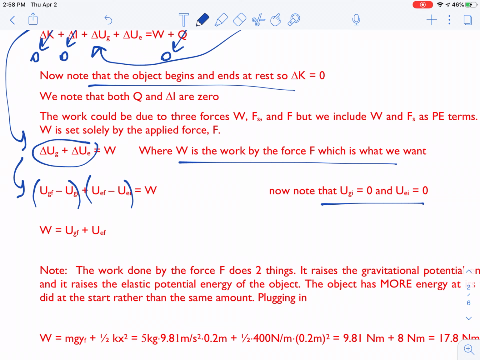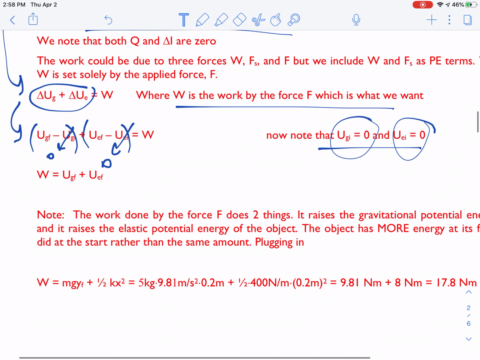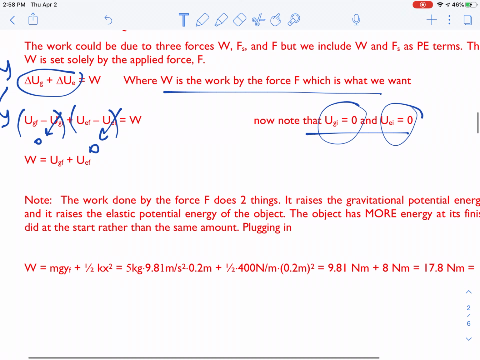That means this UGI goes to 0, and we have it on the right side as well, as we've shown here. And next, at the relaxed position, we do not have the spring force either. That's why UEI is also 0. Once you make those simplifications, you get total work done, which is just by the external force, being UGF plus UEF. Okay, so we just need to find those to figure out what the total work done is.